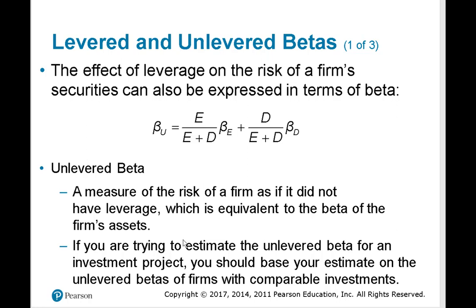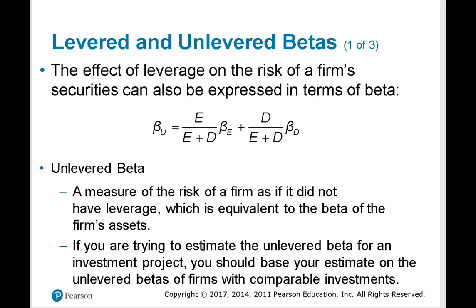Now, one of the next steps to start thinking about is, what is happening to risk? How is the risk of the company changing? So the effect of leverage can also be looked at, and one of the things we want to do is talk about beta. Everybody understands what beta is, but unlevered beta is the measure of the risk of the firm as if it did not have any leverage, right? So there's no debt. This is a no debt company.